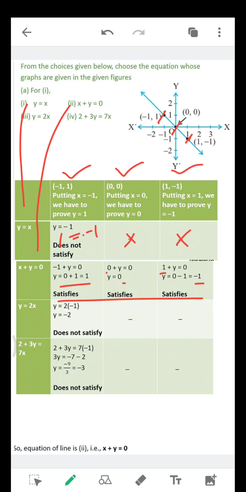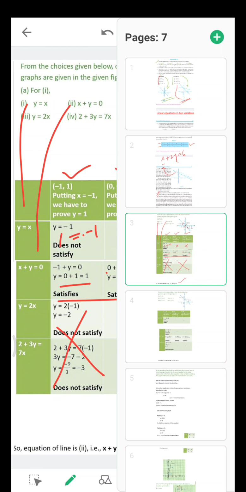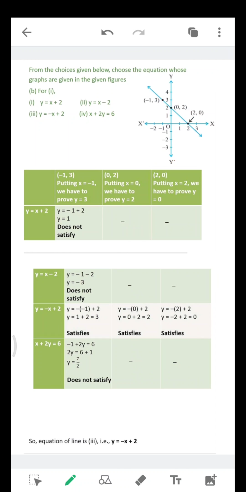So we can say now there is no need for you to go for the other, because we have got our equation. Once you get your required equation for the graph, there is no need to try the others. So x plus y equals to 0 is the equation for which the graph is drawn. Same thing you have to do in this also. You should substitute each point in each equation and check for which equation this graph is drawn.